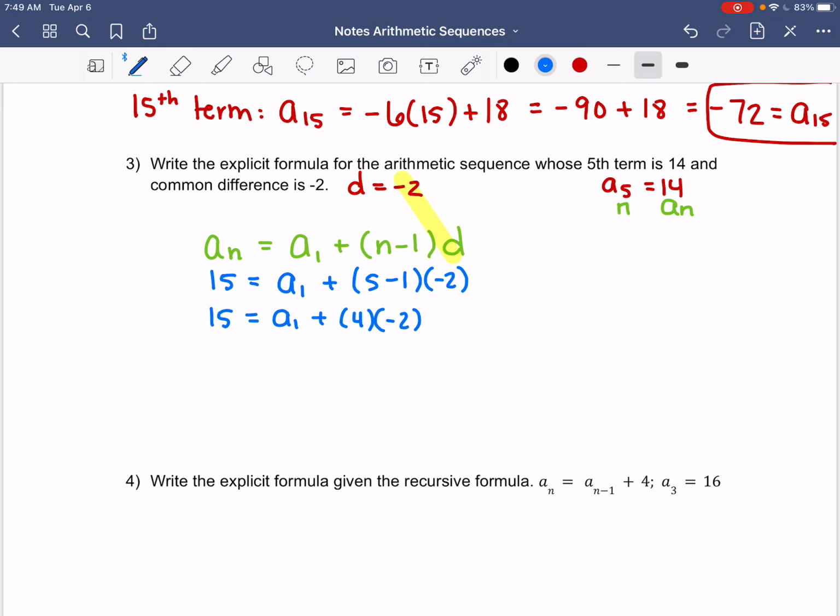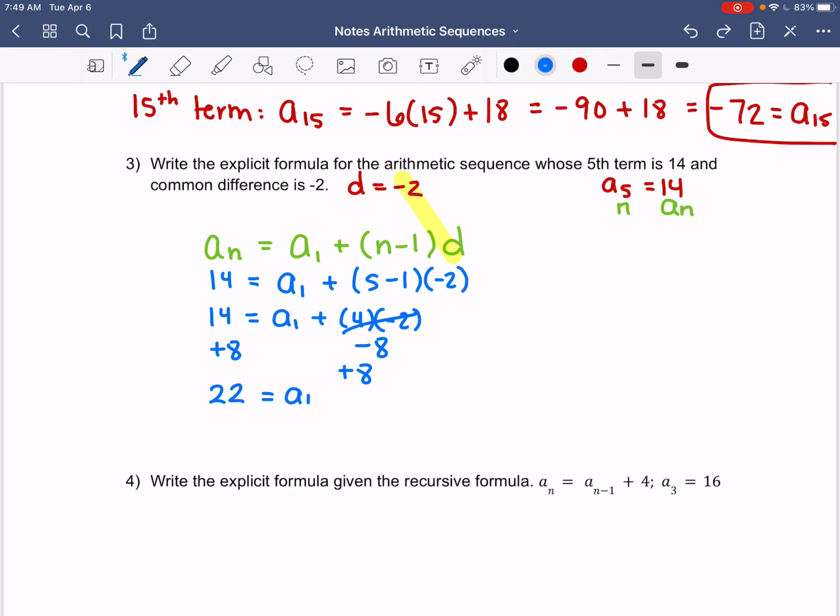4 times negative 2 is negative 8. So I'm going to add 8 to both sides and get that the first term, a sub 1, is 23, right? 15 plus, oh wait, this isn't 15. I'm not going to go back and re-record for that. This should have been a 14. Hopefully you guys caught that before. So it's 22. So the 14th is right here.